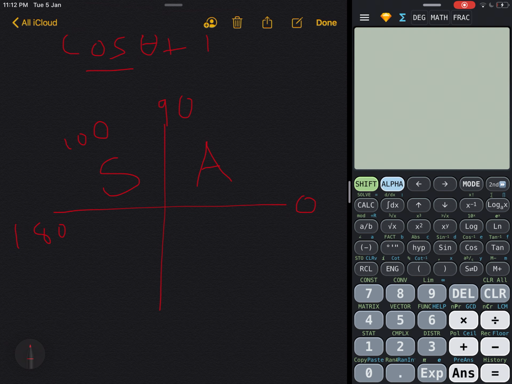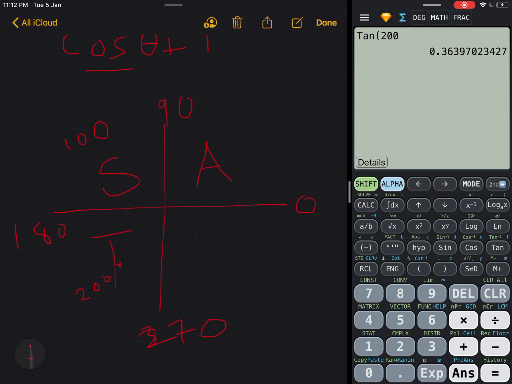Now, between the range 180 to 270, the tan of an angle gives a positive answer. We are going to use the angle 200 degrees, which is between this range. So sine 200, we expect a negative answer. Cos 200, we should also expect another negative answer. But for tan 200, we have a positive answer.